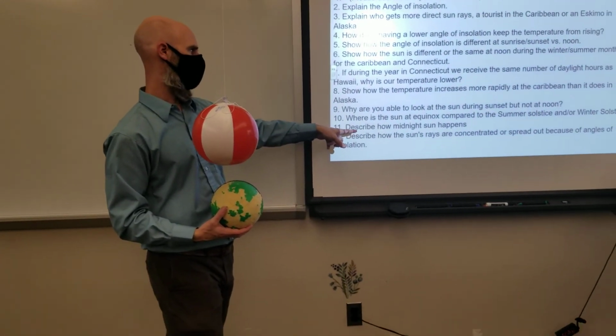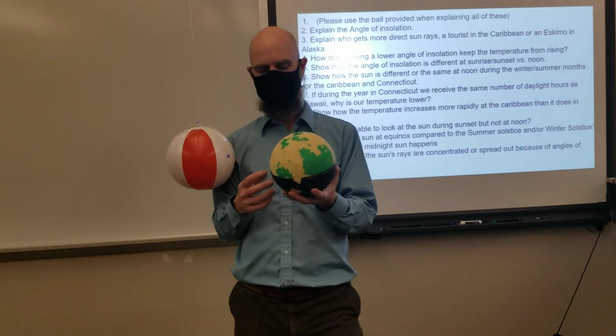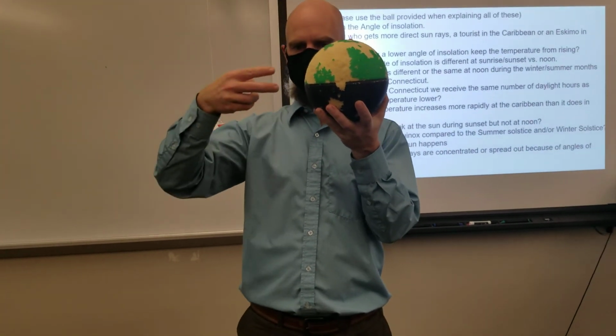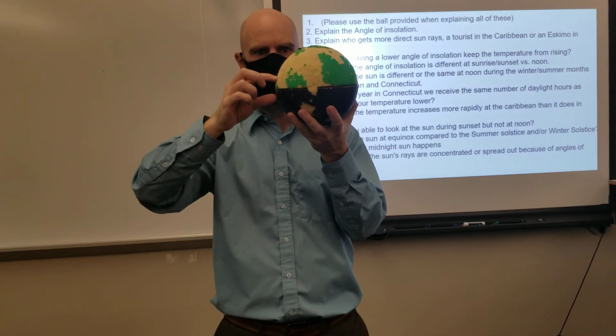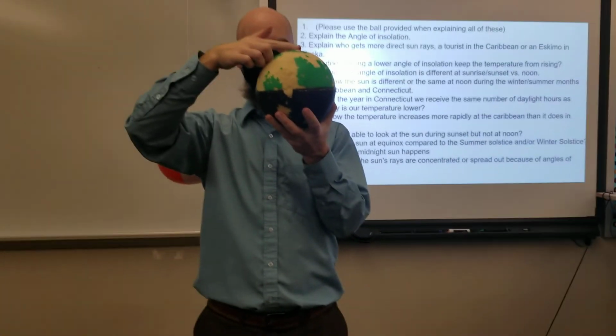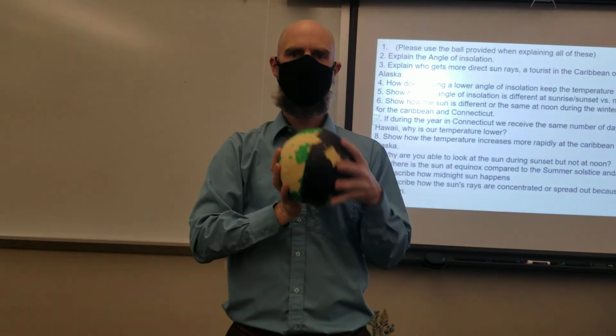Describe how the sun's rays are concentrated or spread out because of angles of insolation, number 12. That one's a pretty easy one. When sunlight comes in at the equator, it's direct, very concentrated. Up top, it's more spread out, indirect, with a lower angle of insolation and lower temperature. So that's what we got.